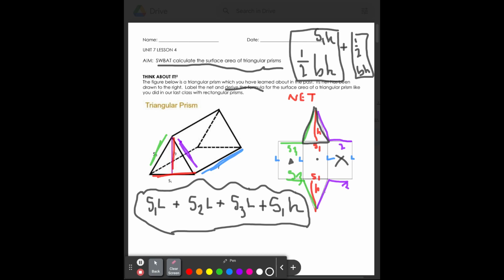So our key point for today, kiddos, is that the surface area of a triangular prism is side 1 times the length, side 2 times the length, and side 3 times the length, and then adding side 1 times the height. By doing so, we can calculate what the surface area of a triangular prism is. Great. Now let's use that formula with the work that we're going to be doing today.